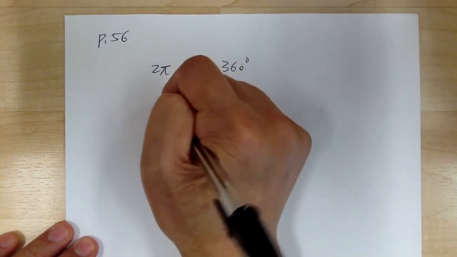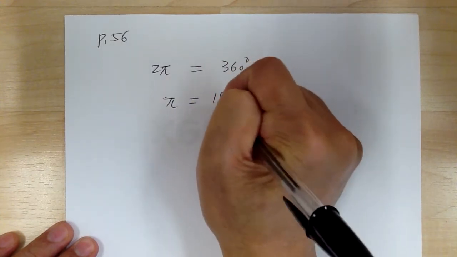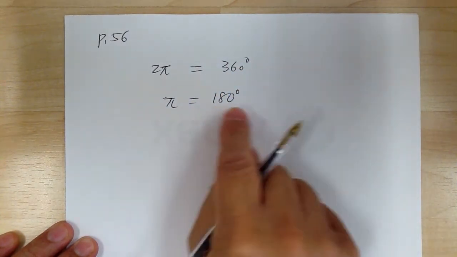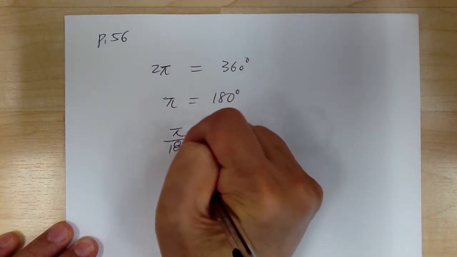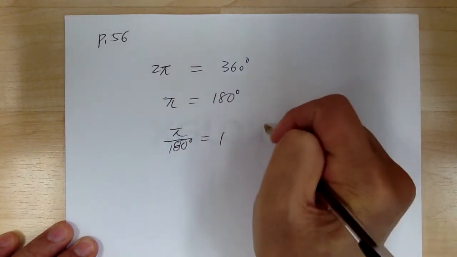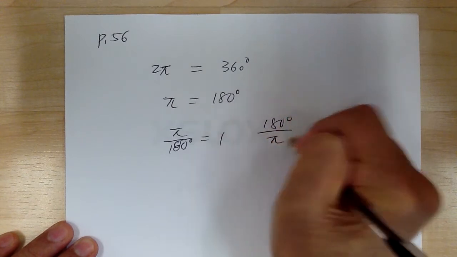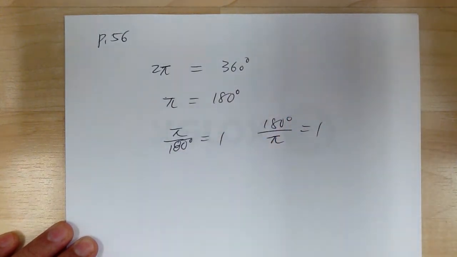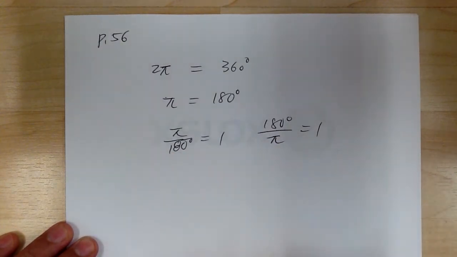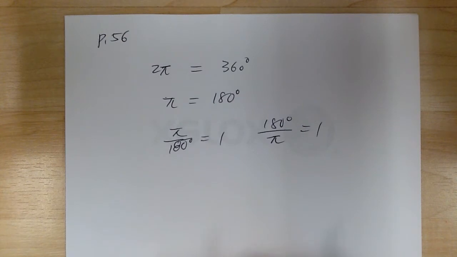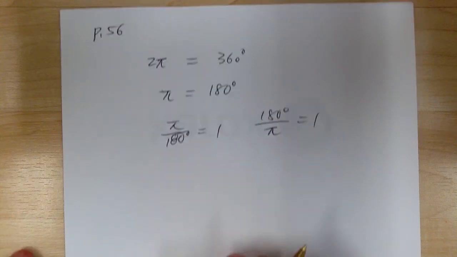So from there you can see that pi equals 180 degrees. In other words, pi over 180 degrees equals 1, or 180 degrees over pi equals 1. So this is going to be a conversion factor. You multiply by one of these to convert, and it's very easy to remember. Let's go over example 1 and you can see what I'm talking about.